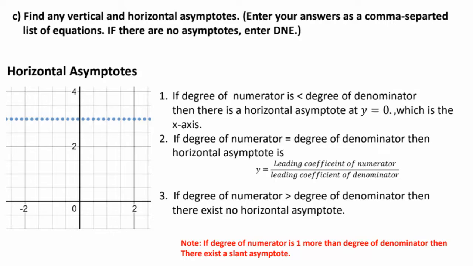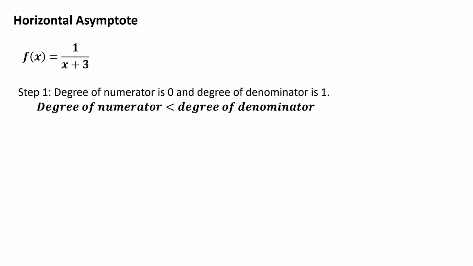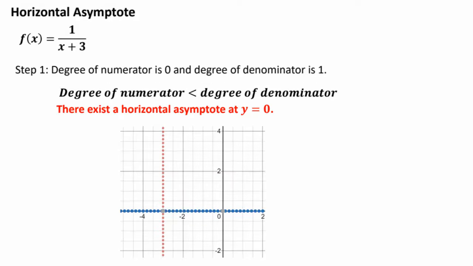Again, horizontal asymptotes are horizontal lines, imaginary lines that our graph cannot cross or touch. So if we go to our example, we can write our numerator as x to the 0. Anything to the 0 exponent is 1. So my numerator has a degree of 0. My denominator has a degree of 1. So the degree of the numerator is smaller than the degree of the denominator. So this has a horizontal asymptote at y equals 0. This is my horizontal line in blue.